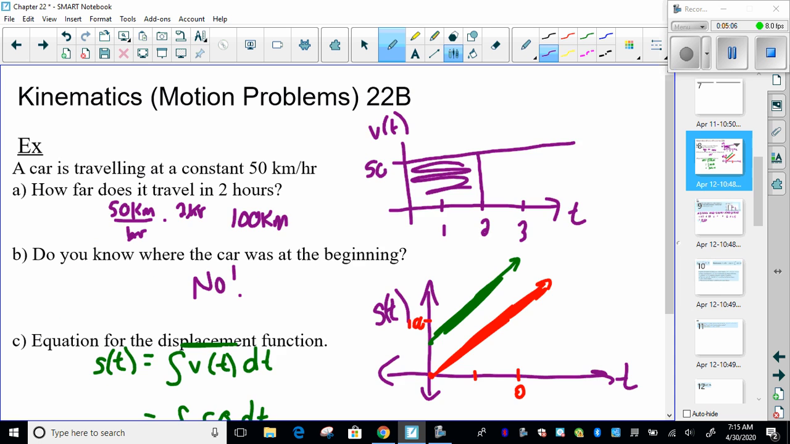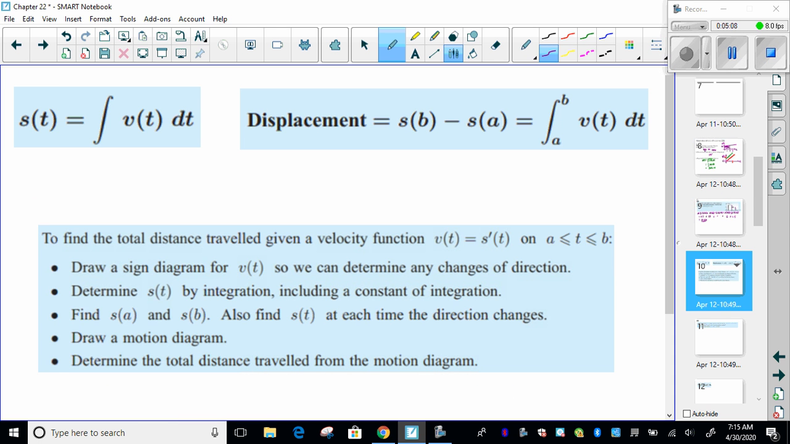Long story short, if you want to find s of t, you have to integrate v of t with respect to t. If you want displacement, displacement is different. Displacement is where you ended minus where you started. So even if I go backwards and forwards along the way, I am still just going to find my displacement, from where I started to where I end.